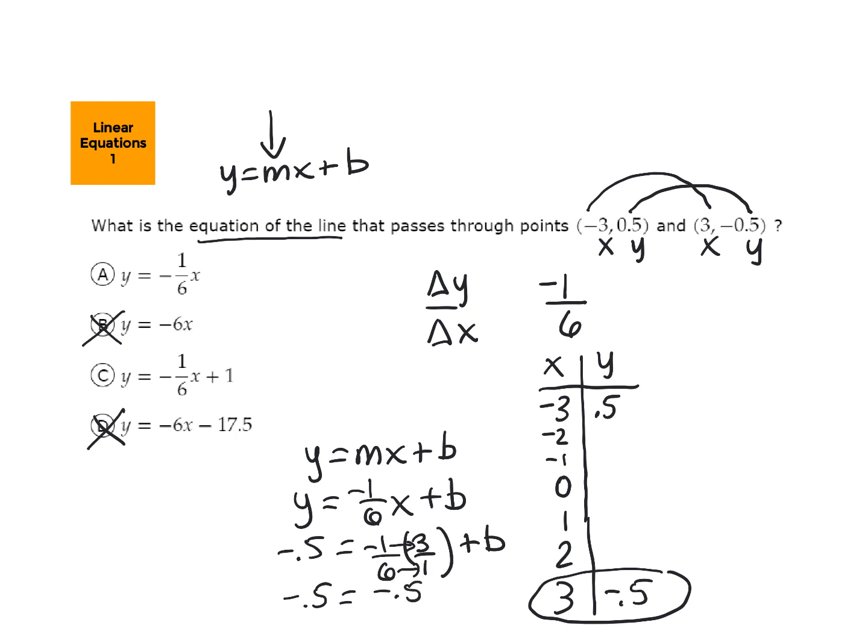-0.5 plus b. There's an x there. So when you add -0.5, you're going to want to move it to the other side. So you're going to add 0.5 to both sides. You'll be able to see this is going to cancel out to 0. So that means my b is 0. So my answer would be choice A.